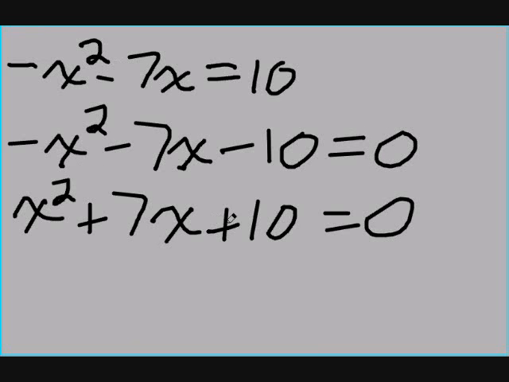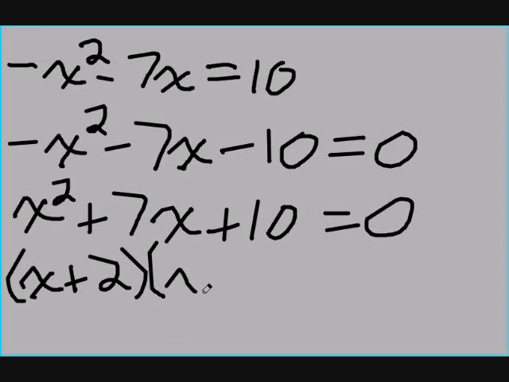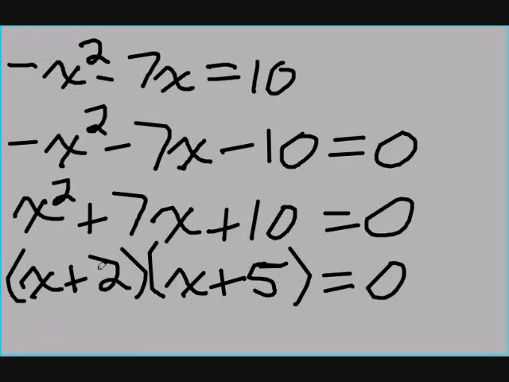Now we have something we want to try to factor, and you can see easily something that multiplies to give you 10, and adds together, now this time adds, to give you 7, is going to be x plus 2, x plus 5. And then you solve both of these. x plus 2 is 0. You subtract the 2 over, you get x equals negative 2. Here you get x equals negative 5. So we get x equals negative 2 and negative 5. Right? Again, nothing too bad here.